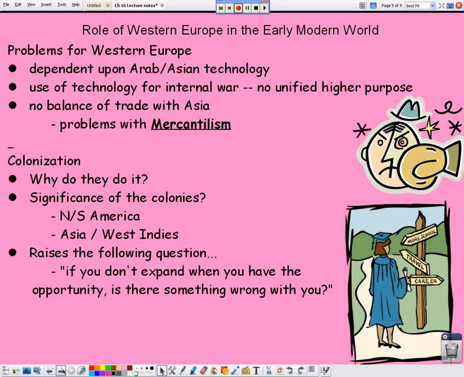Hoard that. Save it. Keep it. Don't spend it because it is such a rare commodity. Well, if you can't spend your gold and silver, how do you get stuff? Well, second rule of mercantilism is make sure your kingdom, country, whatever, is self-sufficient. So rule number 2 is make sure that you are self-sufficient. Make sure that your kingdom or country or whatever can make everything that it will require.